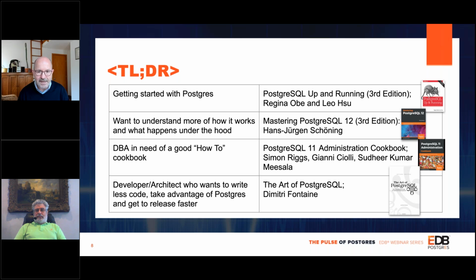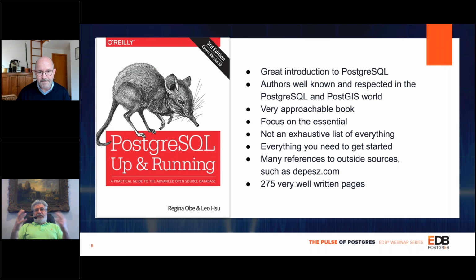You know, if you really want to dive deep, Hans-Jürgen is great. If you're a DBA, Simon's book is where I would go. And if you really want to write smart code and write as little as possible, but create a fast app and get to market fast, I think Dimitri's book is very interesting. And they do illustrate the learning styles, right?